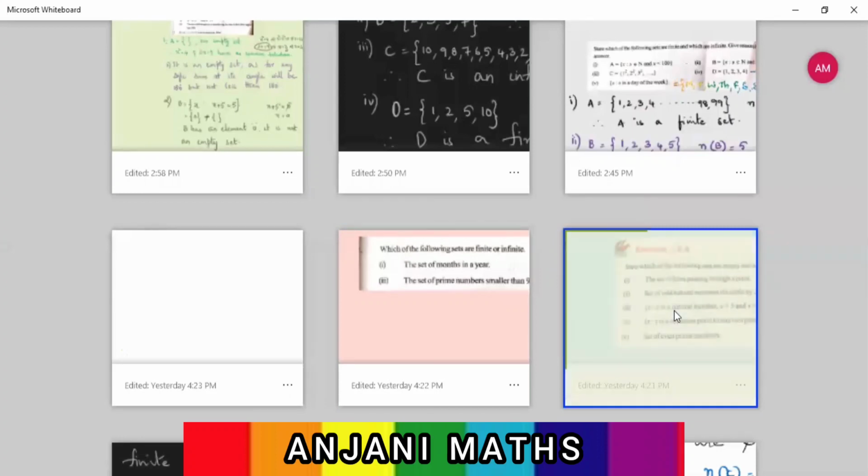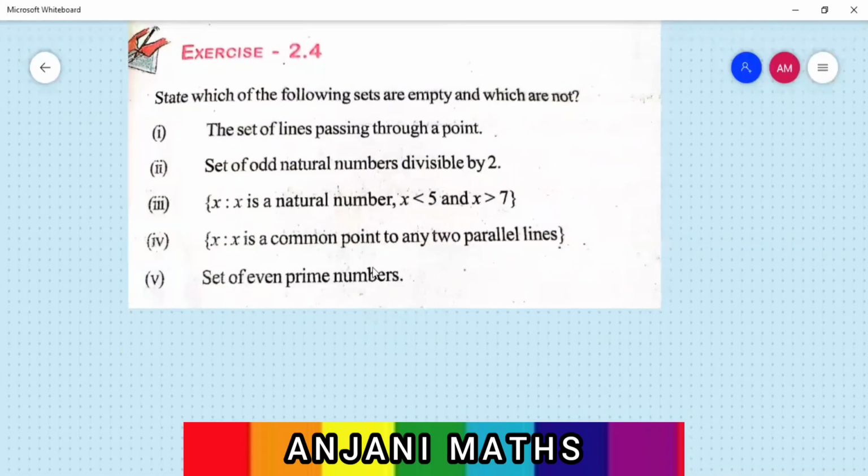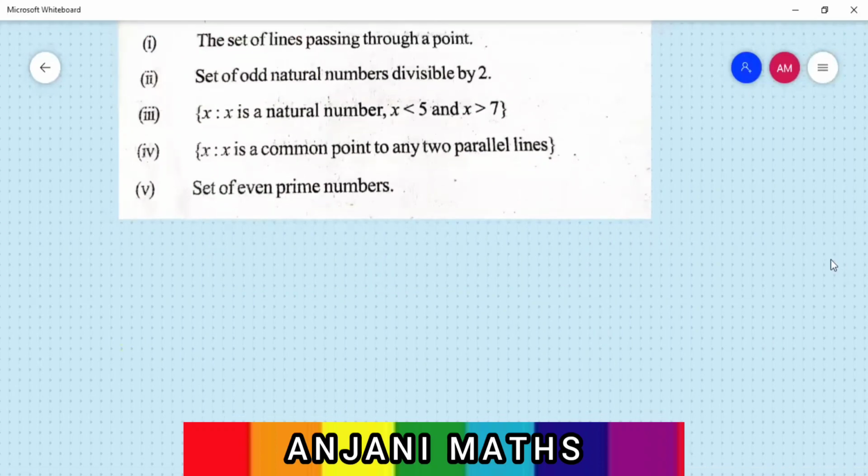This is the first problem. We discussed the third problem. Okay. State which of the following sets are empty and which are not. So we have to decide whether these sets are empty sets or not empty sets. The first one: the set of lines passing through a point. Not empty, ma'am. Can you say what is that set?